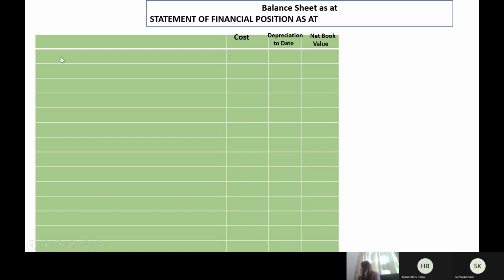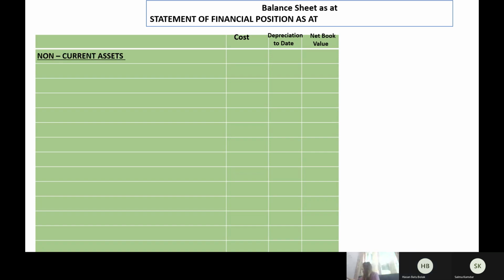The first column would be the cost, depreciation to date, and net book value. What would the column be? Cost, depreciation to date, net book value.